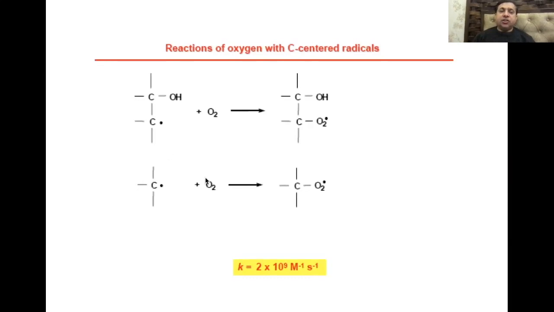And in the case of a carbon radical which is generated due to the abstraction of a hydrogen atom by a hydroxyl radical, this again leads to the formation of a radical. Again, the rate constant value suggests it is a second order reaction with a rate constant value of 2 into 10 power 9 per mole per second, which means it is quite a high value, and they are very, very reactive in nature.